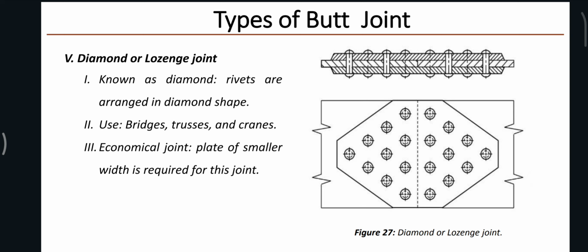Types of butt joint: fifth, diamond or lozenge joint, where rivets are arranged in diamond shape. Used in bridges, trusses, and cranes. Third advantage, economical joint: plate of smaller width is required for the joint.